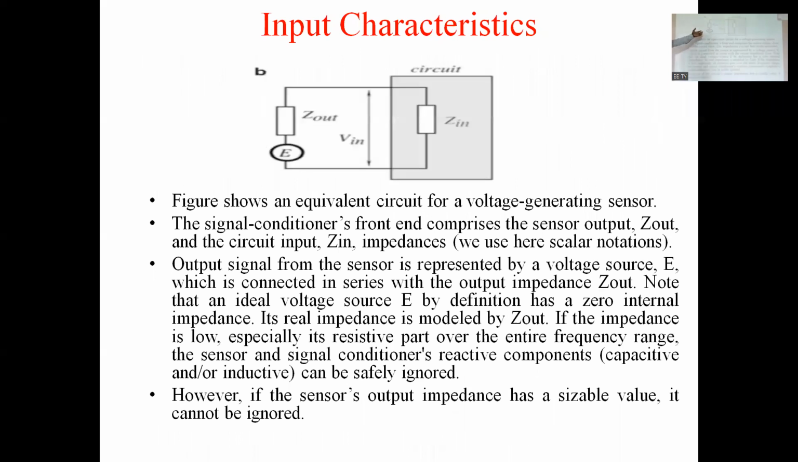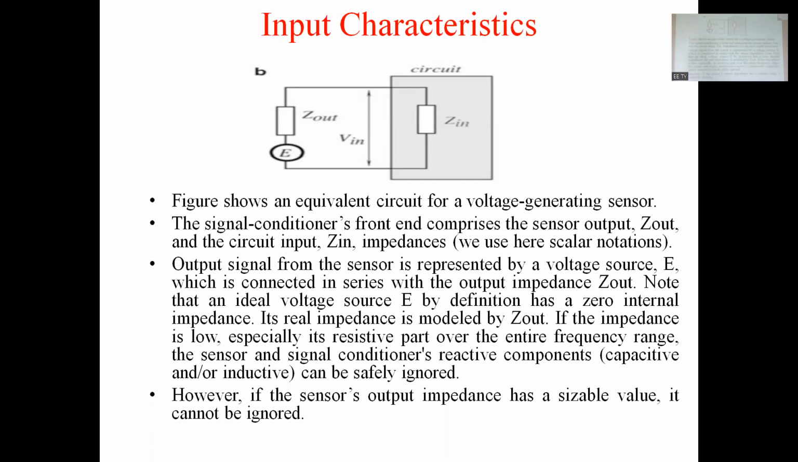See, this diagram shows the input impedance connected in parallel: here it is Z out, here it is Z in, here it is the circuit. The figure shows an equivalent circuit of a voltage generating sensor. The signal conditioner front end is nothing but the output end of the sensor.